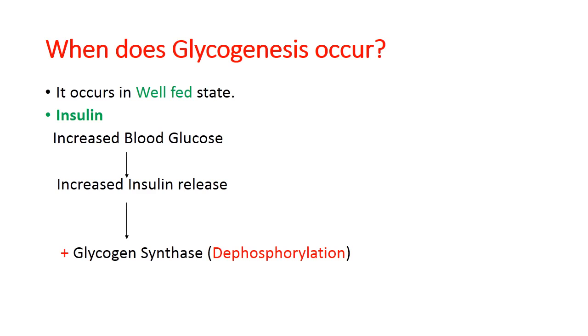So we have seen what is glycogenesis, synthesis of glycogen from glucose. Where does it occur? It occurs in the cytosol of liver and muscle with a modest amount in the brain. And when does it occur? It occurs in well-fed state, and insulin serves as the important regulatory hormone that upregulates the key enzyme of this pathway, glycogen synthase.